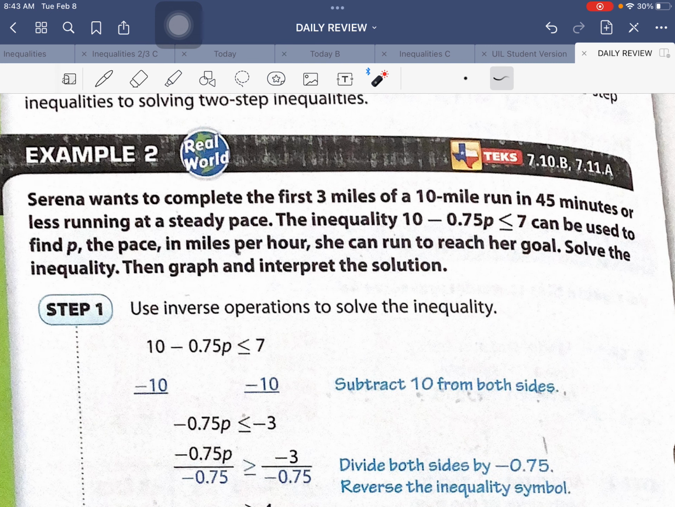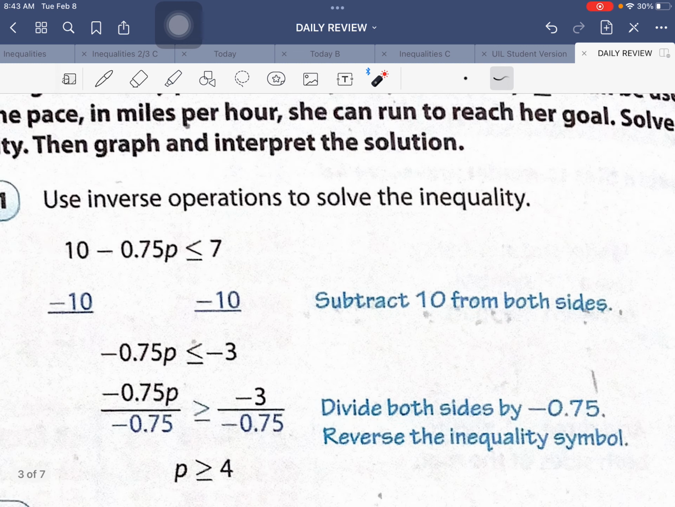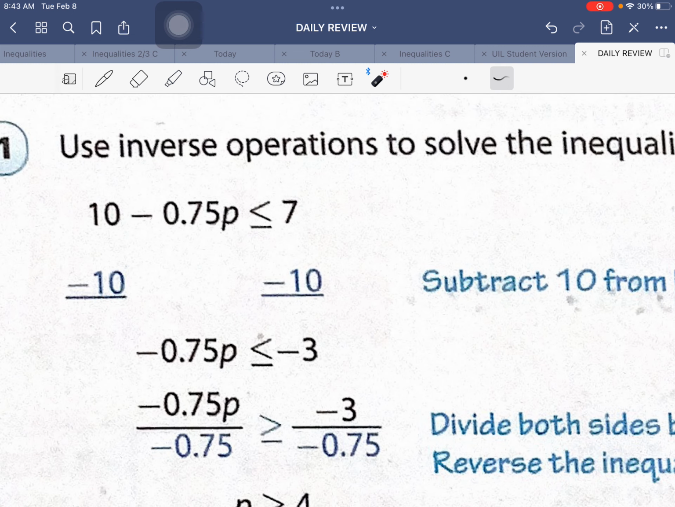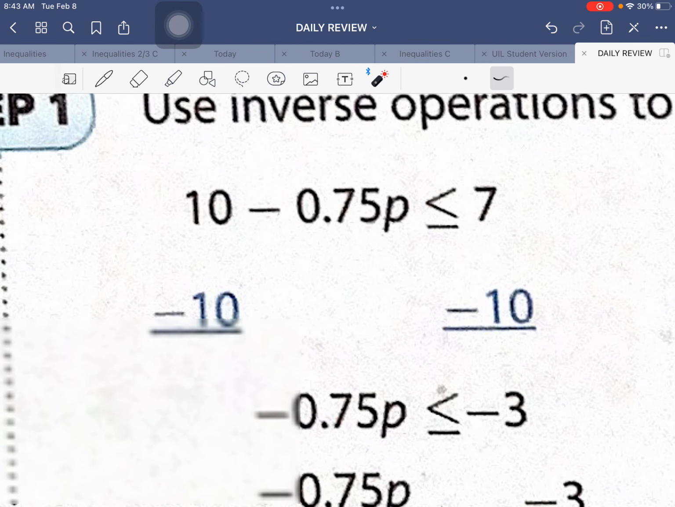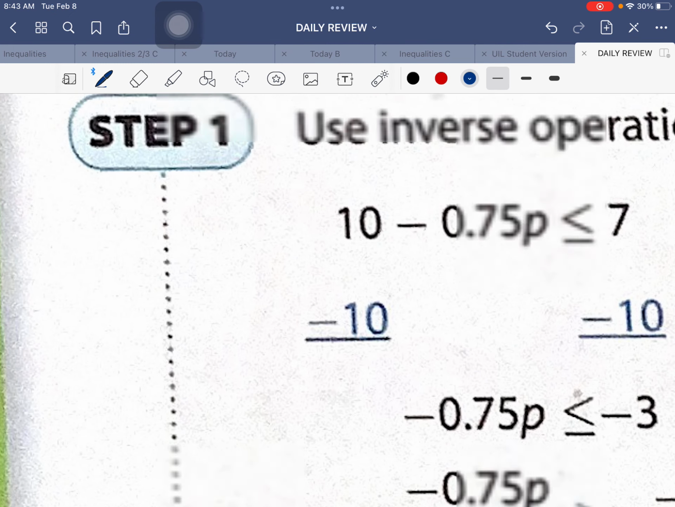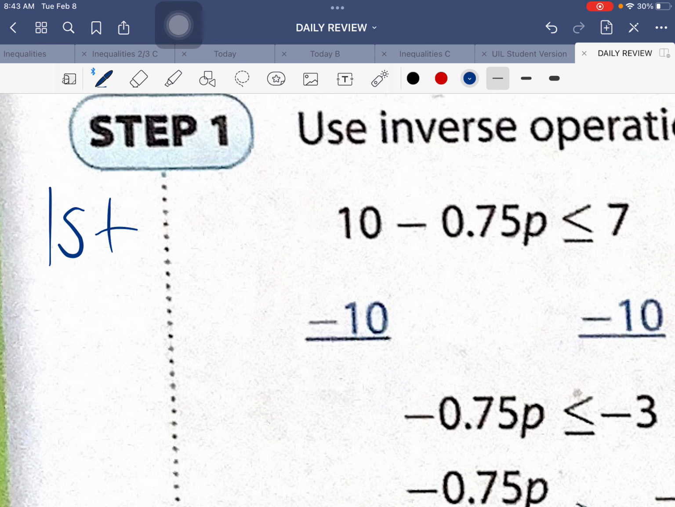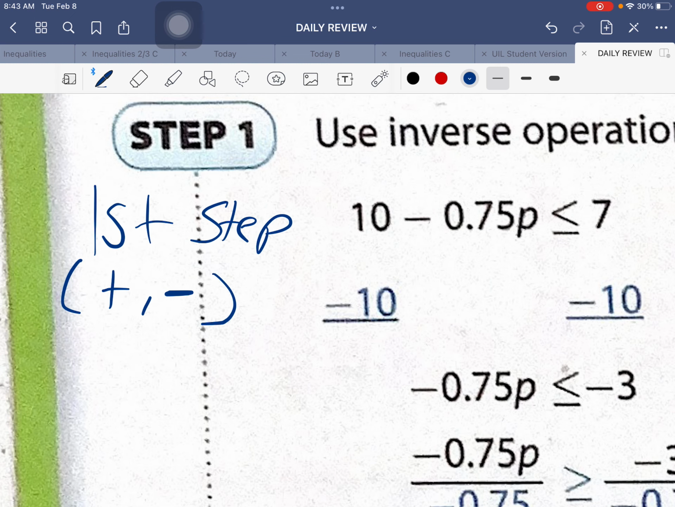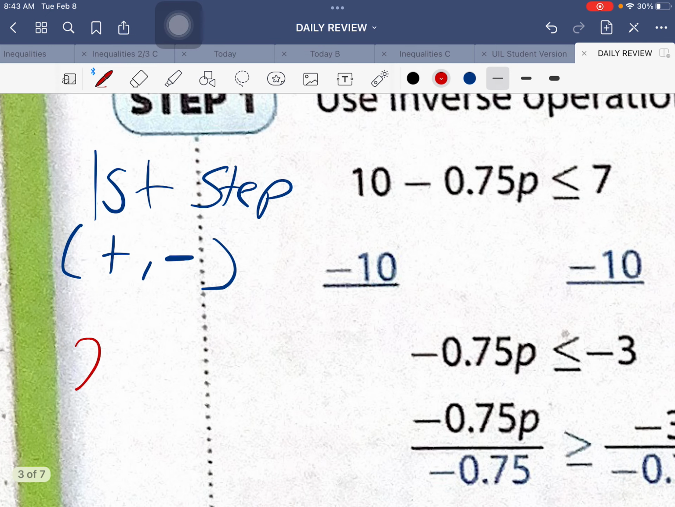So find p, the pace in miles per hour she can run to reach her goal. Solve the inequality. Then graph and interpret the solution. You need to use inverse operations to solve the inequality. What's the first thing you do? The first step you always take when you have two steps is add or subtract. What's the second step? Multiplying or dividing.